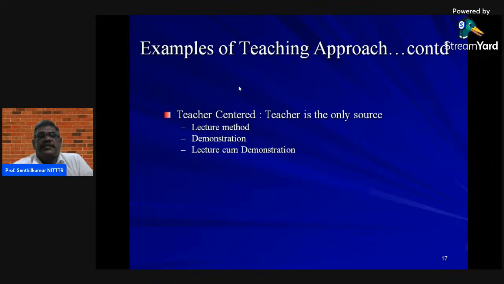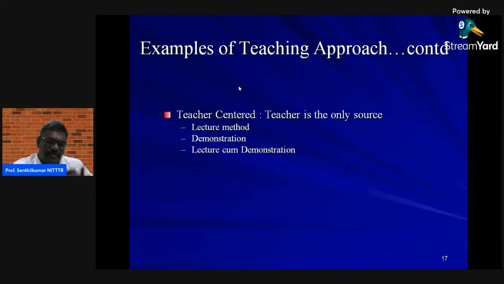Lecture cum demonstration. In the lecture method, whatever content I know, I have to deliver. Suppose I am a lecturer: nowadays many engineering colleges have changed the name from lecturer to assistant professor, because the teacher is a facilitator. So they changed the name, while polytechnics and others still maintain the lecturer. So there is the lecture method, demonstration, and lecture cum demonstration. In the lecture method, whatever content I know, I have to deliver and reach the student.